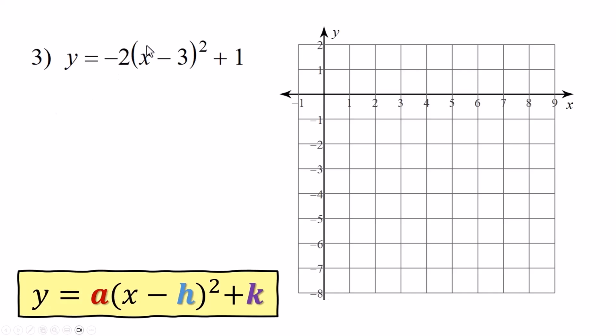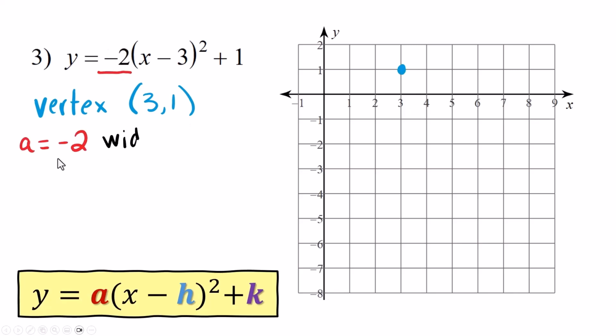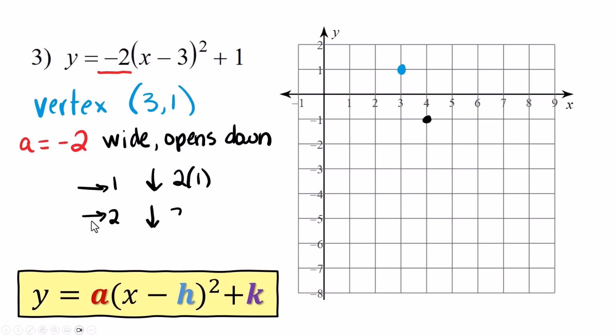There's a little bit of a difference in here. Finding the vertex is the same. 3, +1. We go here. We got the vertex. The difference here is this is negative. A being -2 means it's going to be a little bit wider, but it's going to open down. So go over 1, I'm going to go down 2. So I'm going to go over 1, down 2. Then I'm going to go back to the vertex. I'm going to go over 2, and then I'm going to go down 8.